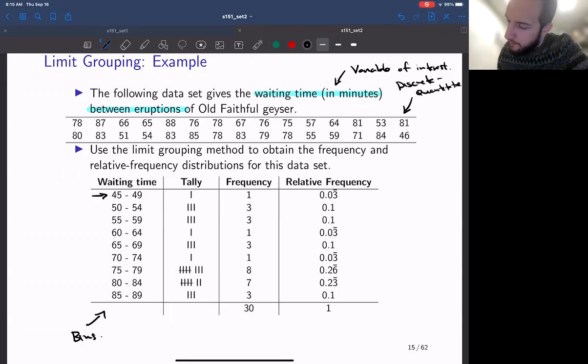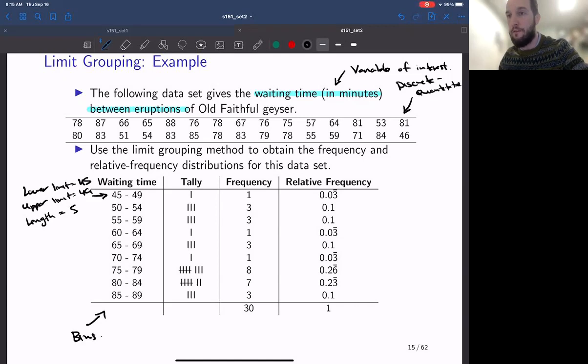So for example, here, my lower limit is 45. My upper limit is 49. And therefore, the bin length is going to be 5, which seems a bit strange because you're thinking 49 minus 45 is 4. But you can place objects into the bin that sit on the limit. So we have 45, 46, 47, 48, 49 as possible values to fall within the bin. So there's 5 different numbers that can sit within that first bin.